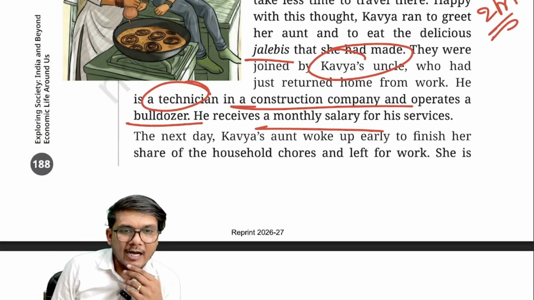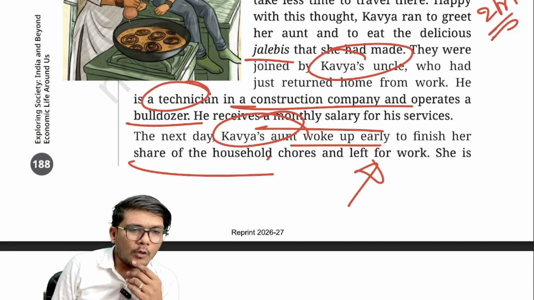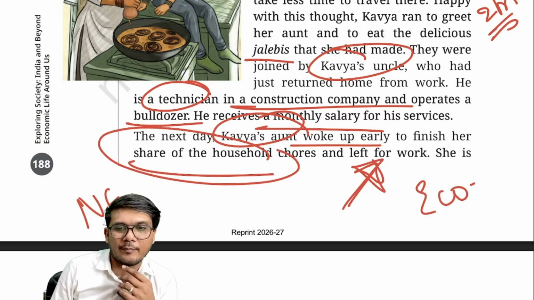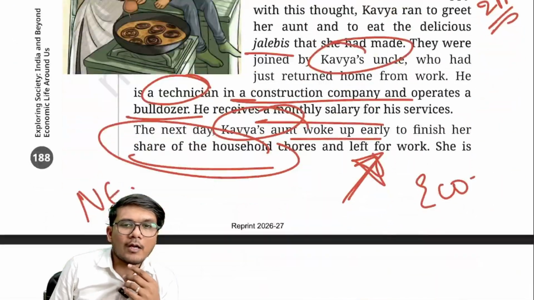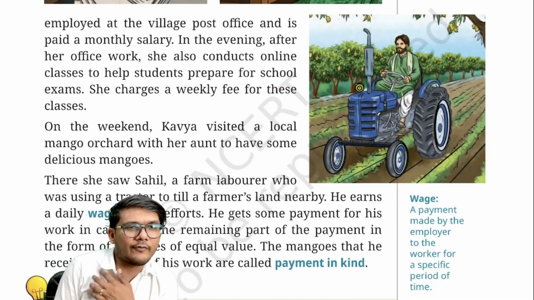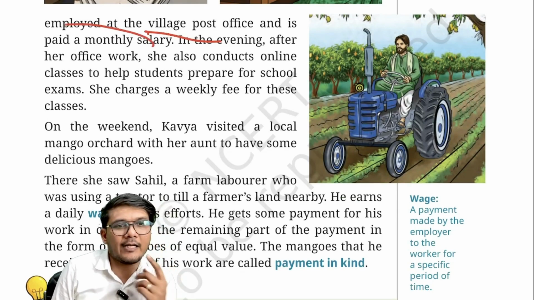Now the next day, Kavya's aunt wakes up to finish her share of the household chores, and she leaves for the job. So the household work she is doing is a non-economic activity, but then she leaves for a job that is going to be the economic activity. Remember this. Now Kavya's aunt is employed at the village post office where she will be paid. So this is an economic activity as she is paid a monthly salary.